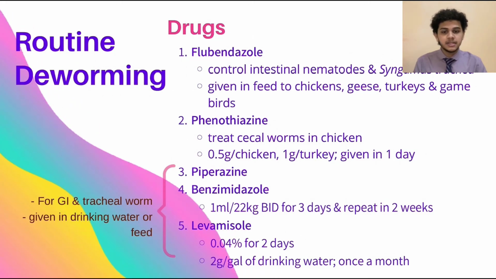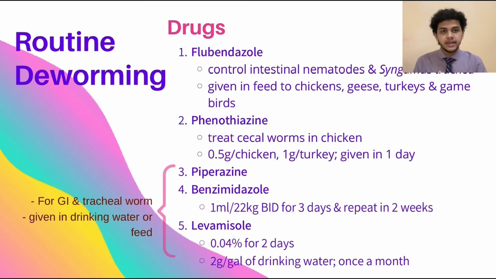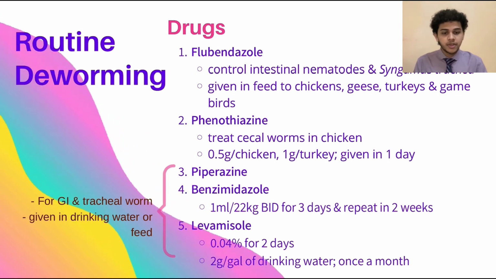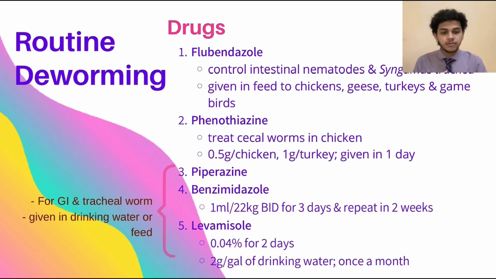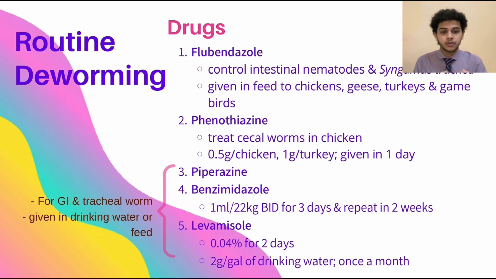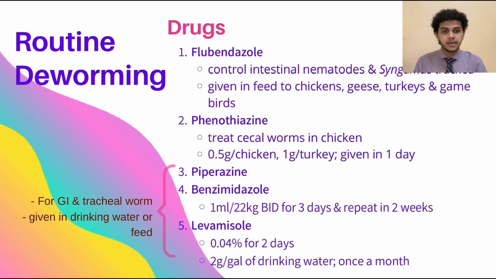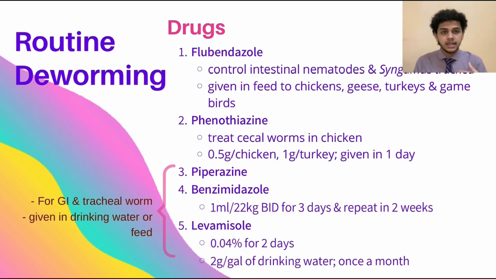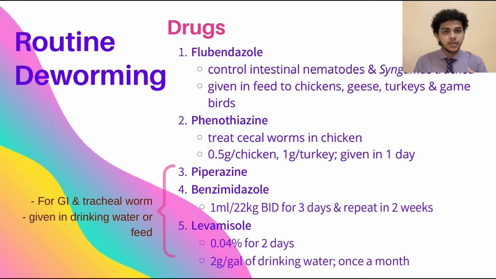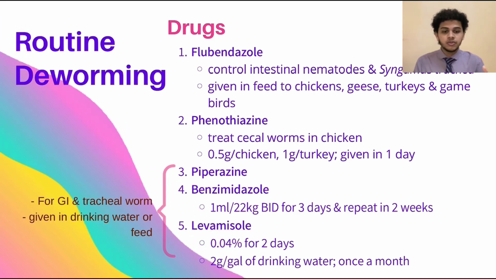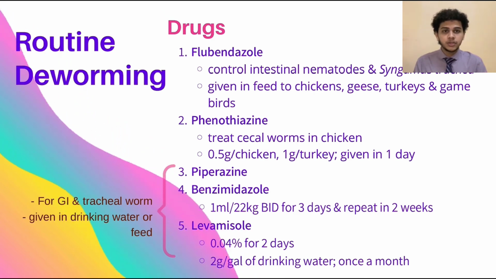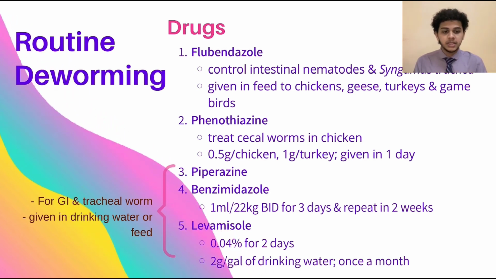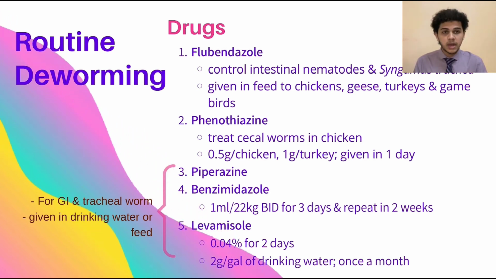The next method is routine deworming. Deworming can be done with certain drugs, for example, flubendazole, phenothiazine, and so on. The first drug, flubendazole, is used to control intestinal nematodes and Syngamus trachea. This is given in feed to chickens, geese, turkeys, and game birds. The next drug is phenothiazine. Phenothiazine is used to treat cecal worms in chickens, and the dosage for this drug is 0.5 grams per chicken or 1 gram per turkey, and it is given in 1 day.